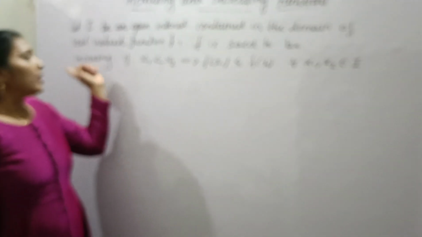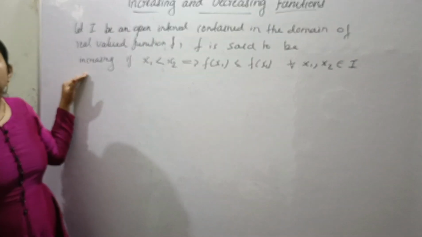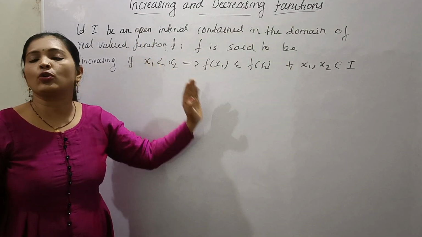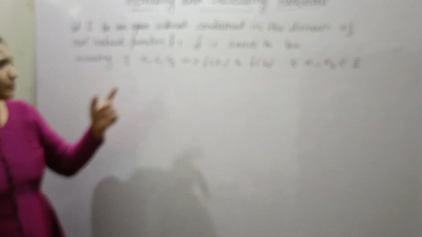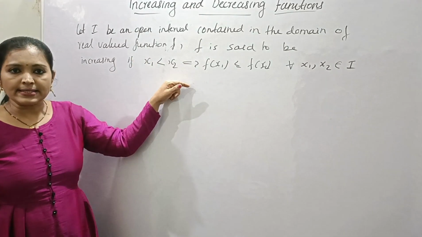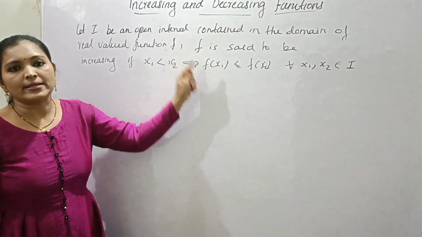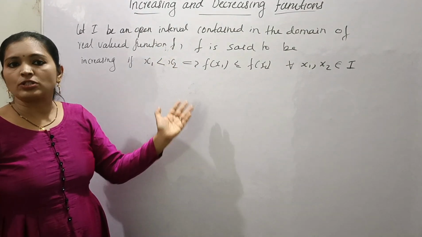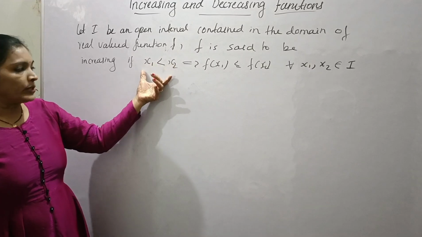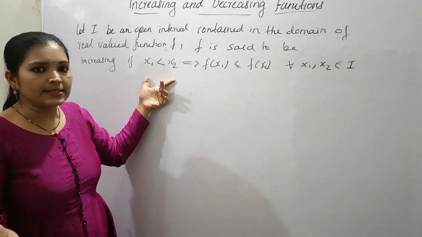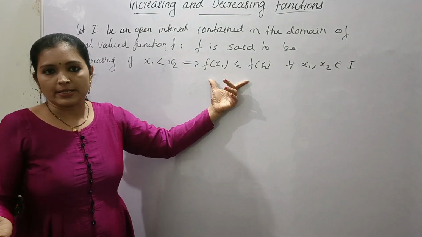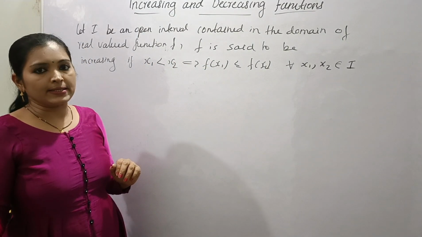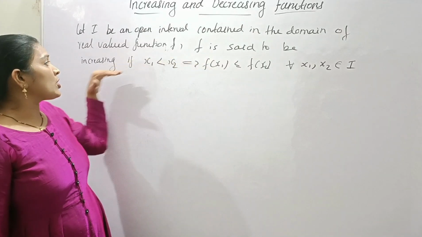Okay, see here, the function f is said to be increasing if x1 less than x2 implies f of x1 less than or equal to f of x2. See, what does it mean? Here, as x increases, that is x1 less than x2 less than x3 less than x4, we should get f of x1 less than f of x2 less than f of x3 less than f of x4. So that means as x increases, f of x must increase. Then we say this function is increasing.